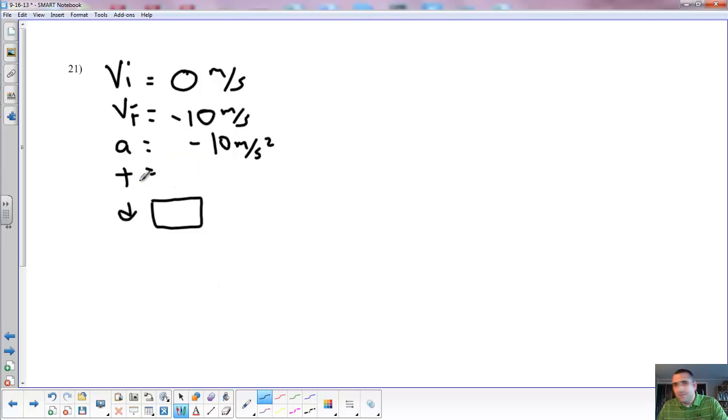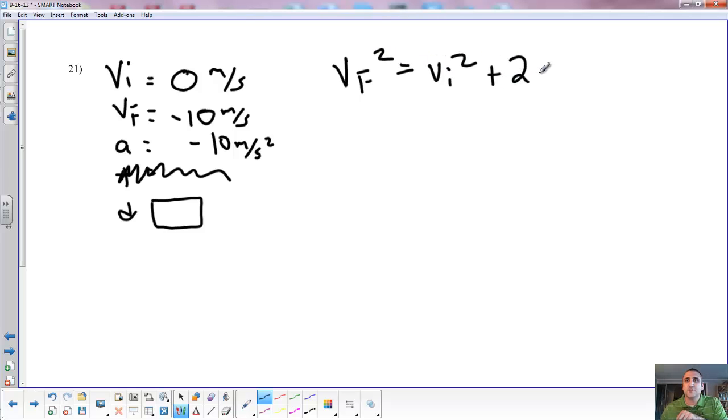So, the time is kind of irrelevant. They don't give us one. They don't seem to care. We don't ask about it. So now we need the equation that deals with VI, VF, A, and D. What I would do is go with VF squared equals VI squared plus 2AD. We know that's going to be negative 100 meters per second, all squared.